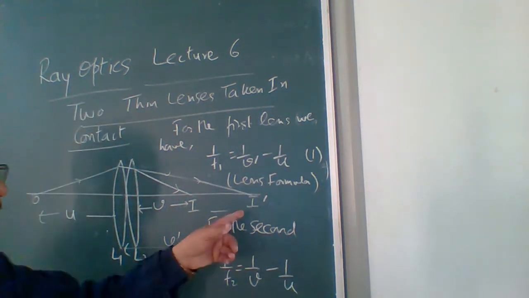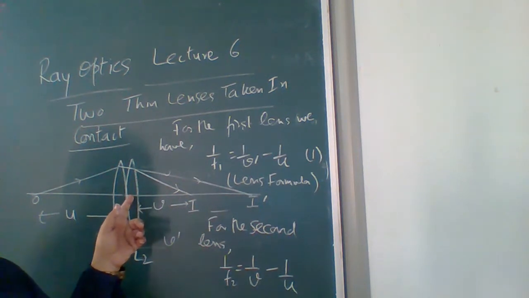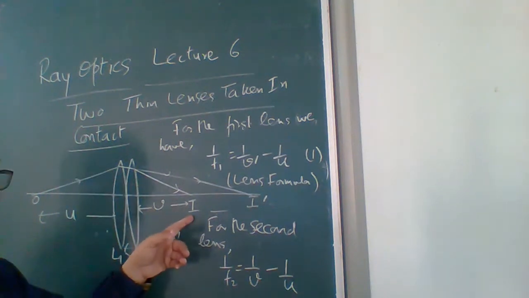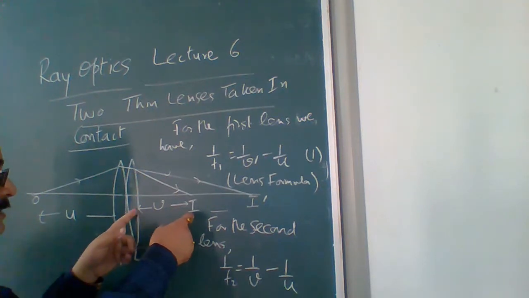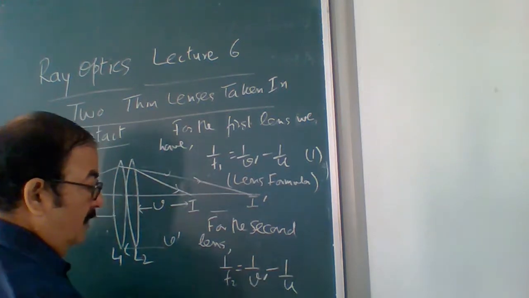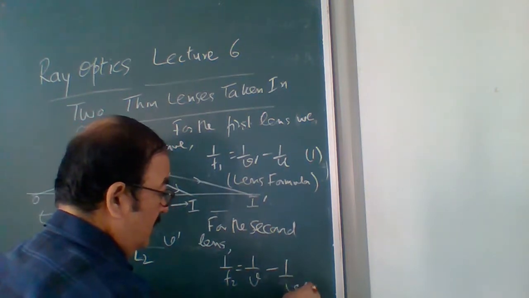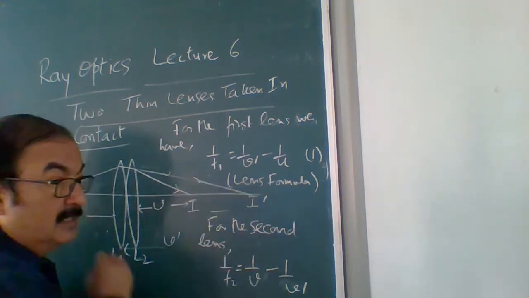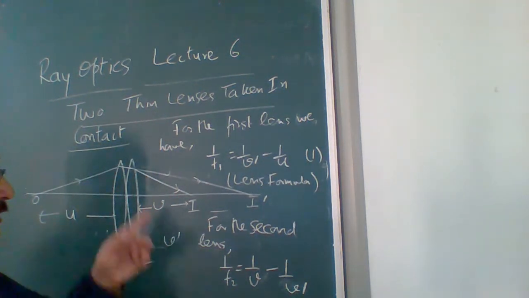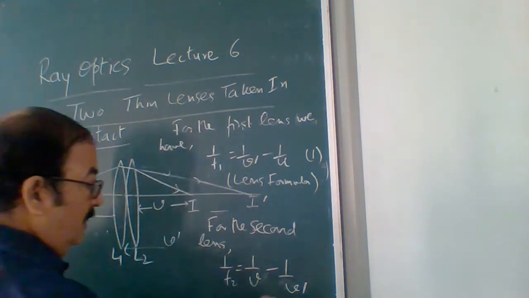Remember, if this is the image for the first lens, then this will behave like the object for the second lens, and this will have the final image at I. देखो I से यहाँ का distance कितना है v, तो ये मैंने लिखा. तो remember यहाँ पर जो है v minus u लिखते हैं तो u की जगह क्या लिखेंगे? It is just v dash because this distance is v dash. V dash behaves like the object distance for this lens, the second lens. Clear है?